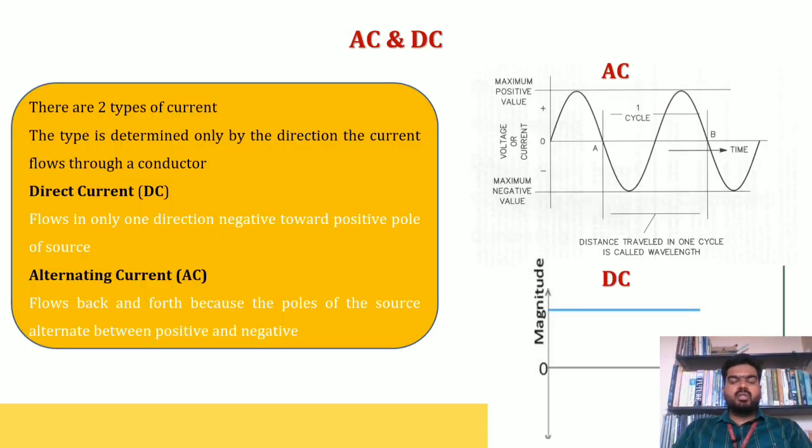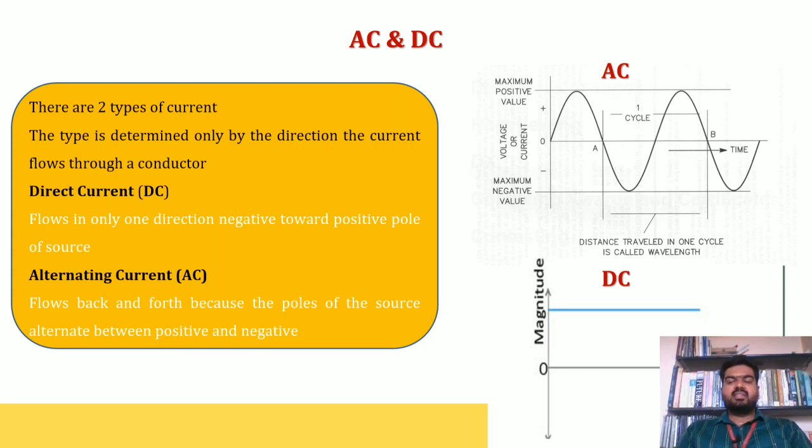And coming to the next thing, there is AC and DC. We know what AC and DC are. AC is alternating current and DC is direct current. So what is alternating current and what is direct current? In the case of alternating current, you can see in the graph in the slide that AC is represented as a waveform, and below that DC is represented as a straight line.